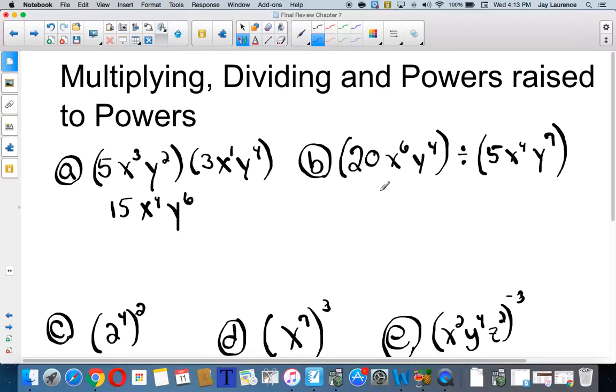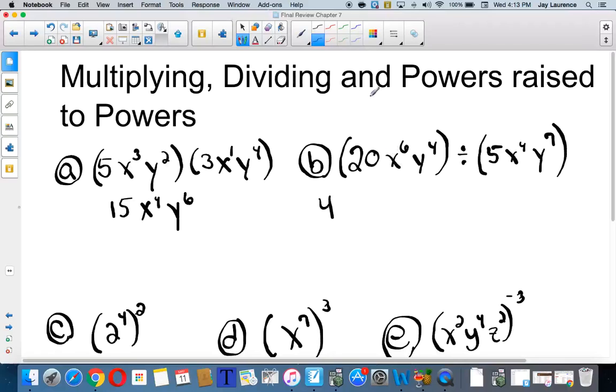For division, I'm going to subtract the exponents. So I'm going to do 20 divided by 5, which is 4. Hey, Mr. Lawrence, you just said you were going to subtract. No, I did not. I said I was going to subtract exponents, not 20 divided by 5. 20 divided by 5 isn't 15. When we took the test on this, somebody tried to tell me that. Think about what you're doing. It doesn't make any sense.